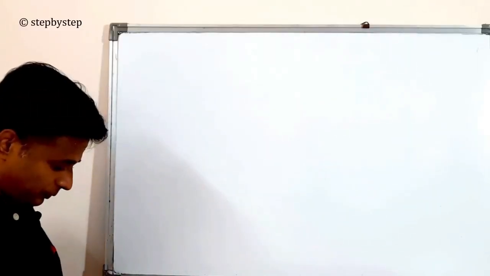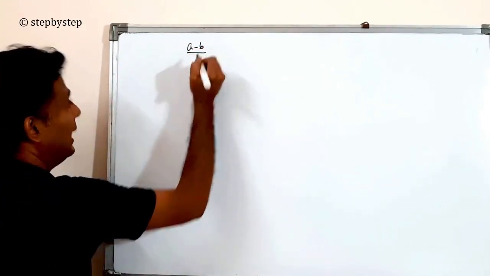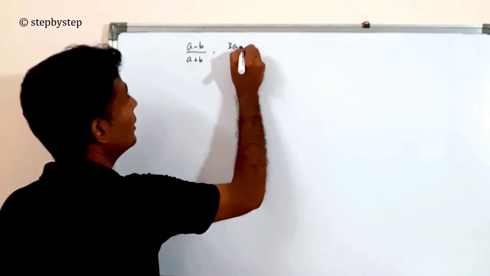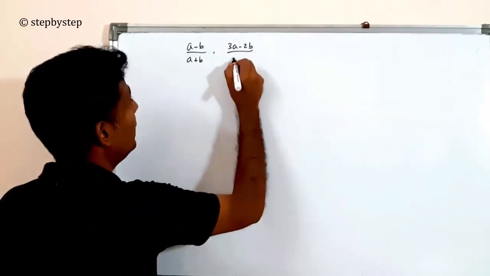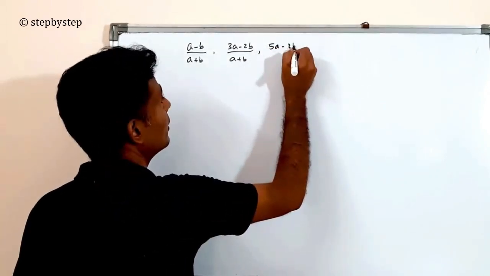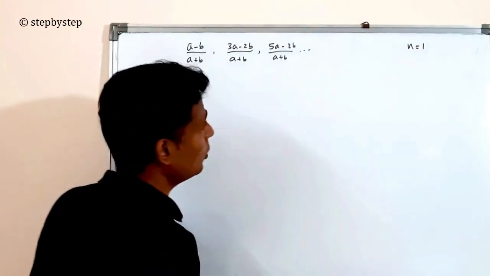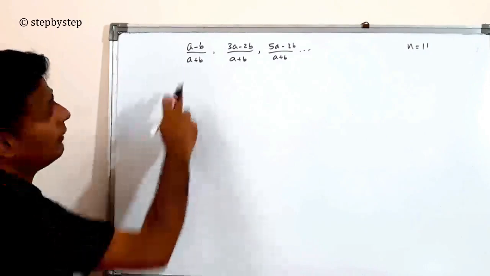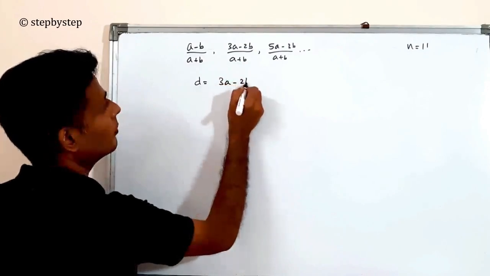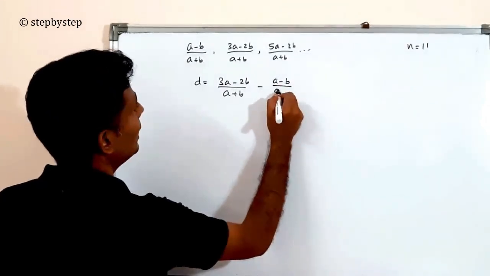The 14th problem, find the sum up to 11 terms of this AP, a minus b by a plus b, comma 3a minus 2b by a plus b, comma 5a minus 3b by a plus b, dot dot dot. We have to find up to 11 terms, which means n is equal to 11. We know a, which is this. How do we find d? d equal to the second term minus the first term, minus a minus b by a plus b.